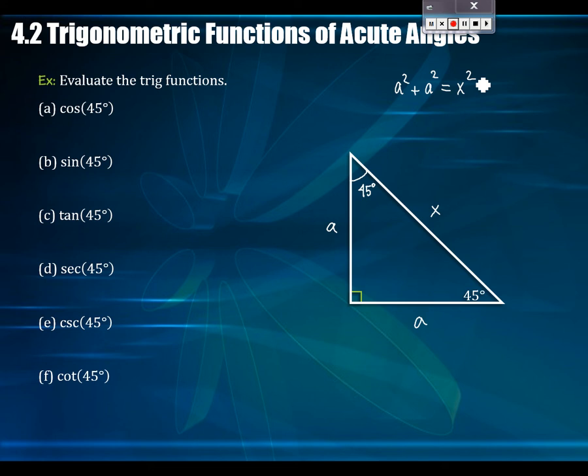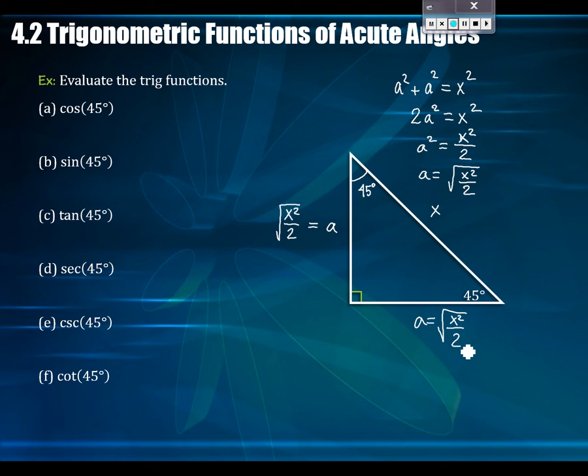And then it's 2a squared equals x squared. I'm just listening and responding. And then it's divided by 2, so a squared equals x squared over 2. So a is the square root of x squared over 2. That is the name of this side.